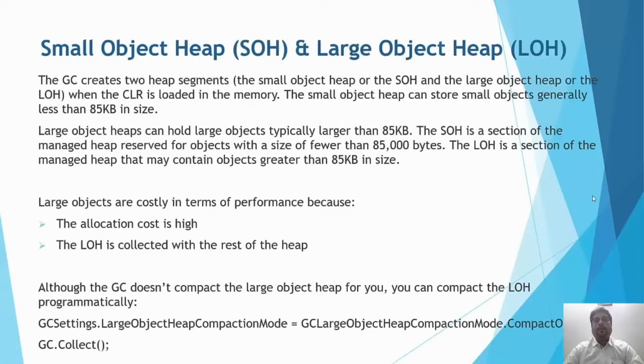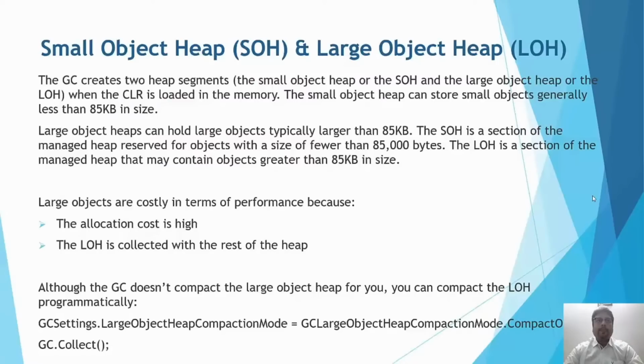Now, from the point of view of the managed heap, the CLR splits the managed heap into two parts. One is the small object heap, or the SOH, and the other one is the large object heap, or the LOH. The garbage collector creates two heap segments at the time when the CLR is loaded. One is the SOH, the small object heap, and the other is the LOH, or the large object heap.